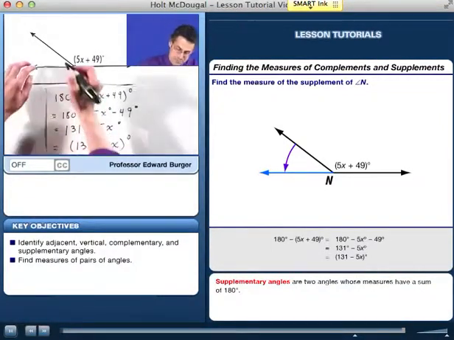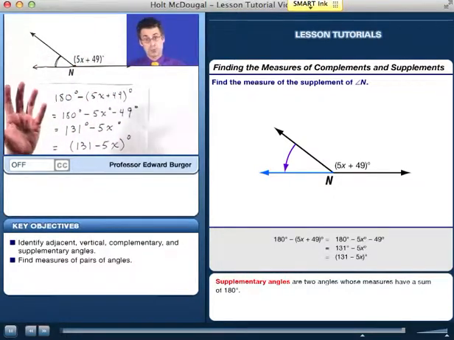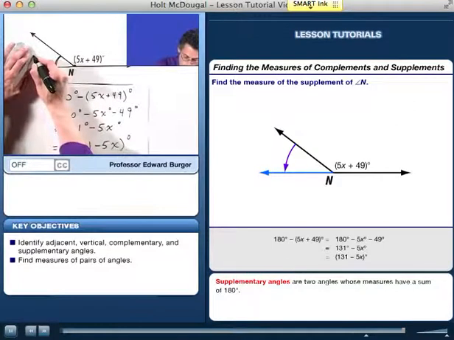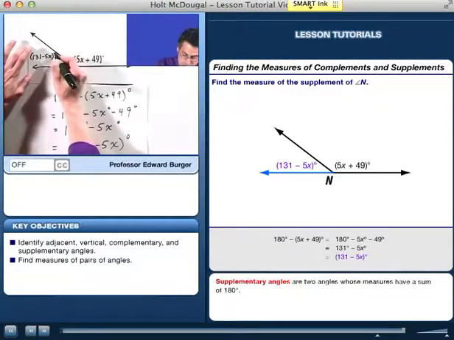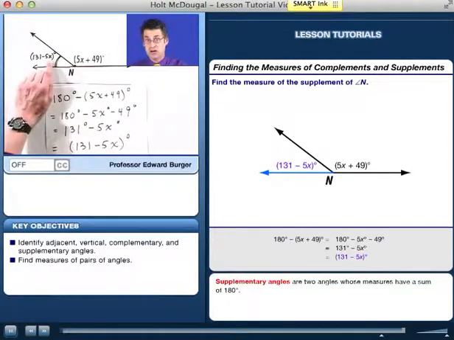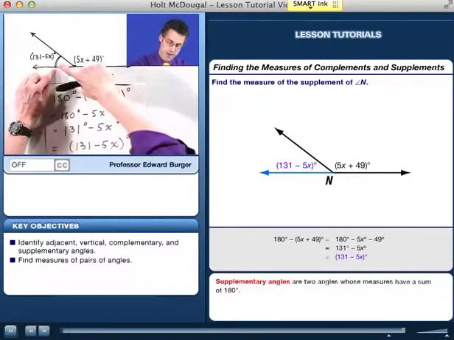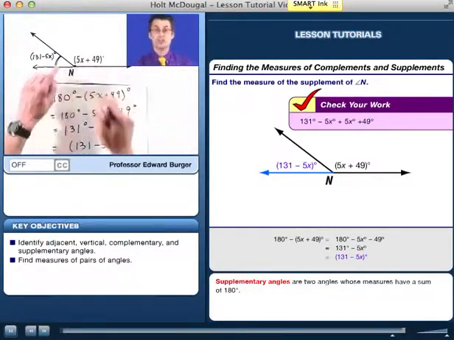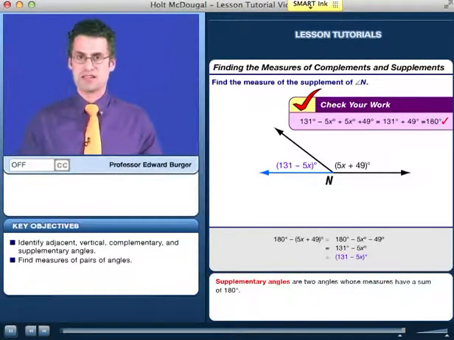What does that mean? It means that the measure of this angle right here can be expressed as 131 minus 5x degrees, where this x right here is the same x as appearing here. Why? Because if you add that measure and that measure, you get exactly 180 degrees. Supplementary angles.